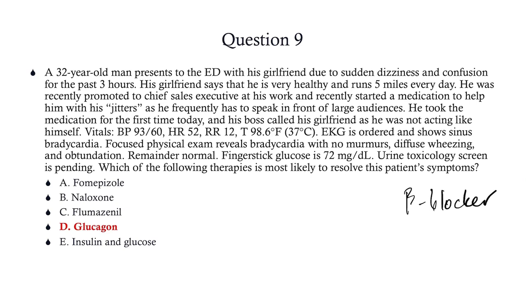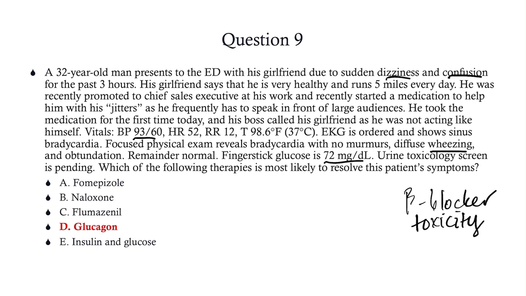Why? Because he's got hypotension, he's got dizziness and confusion, and he's got a slightly low glucose, so not quite hypoglycemic, but getting there. And then he's got some wheezing. And as we know, beta blockers can cause spasm of the bronchial muscles. Put this all together, this is beta blocker toxicity. And the management of beta blocker toxicity is glucagon. So that is what we're going to give this patient.